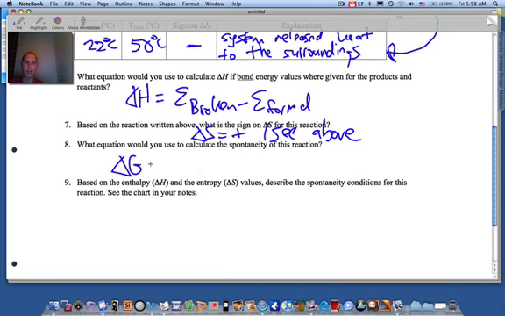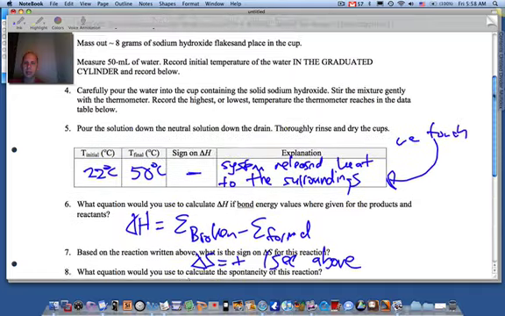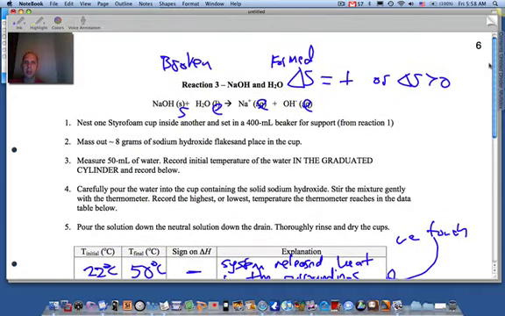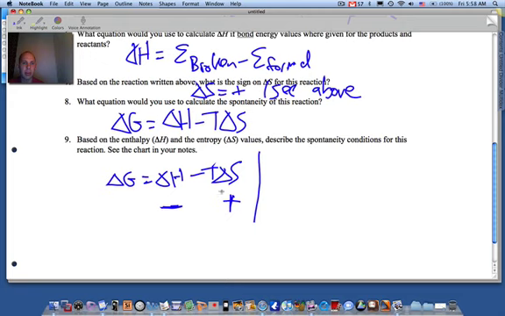All right, we'd use delta G equals delta H minus T delta S. A lot of repetition here. Delta G equals delta H minus T delta S. This is negative, and this is positive. Is it? Solid, liquid, liquid, liquid. Yeah, that's positive. That's negative. So this is going to be spontaneous at all temperatures.